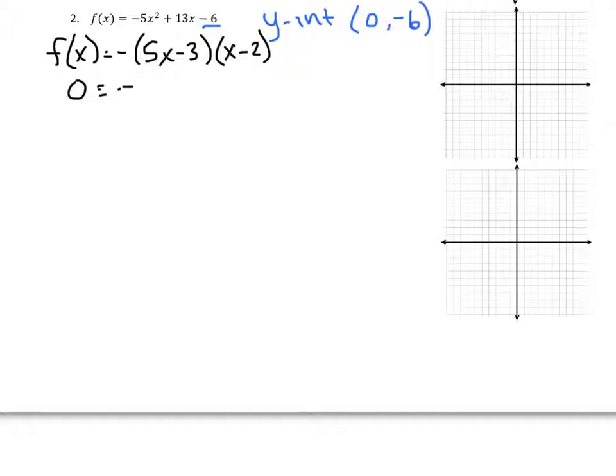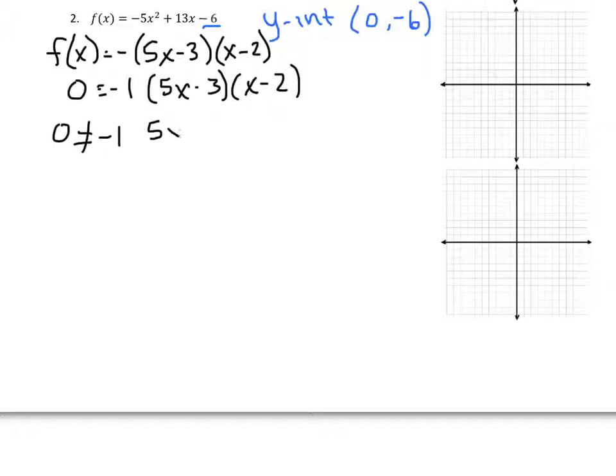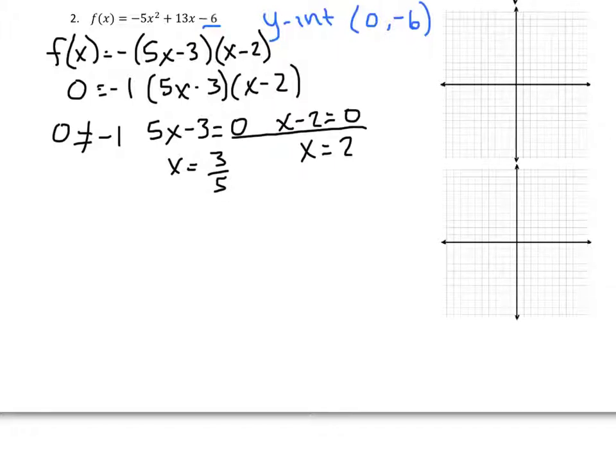So 0 cannot equal negative 1. I'll set the whole thing equal to 0. 0 cannot equal negative 1, so we don't need to worry about that negative 1. We have that x equals 2 and x equals 3/5. So here are our x-intercepts.